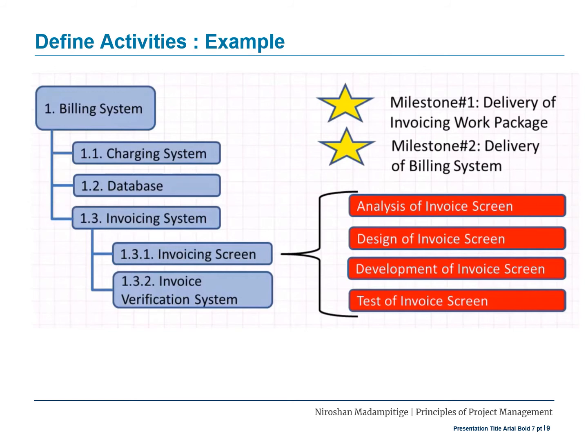Again, if you look at the same example, you can say milestone number one is the delivery of the invoicing work package. Milestone number two is the delivery of the billing system. So in scheduling, you need to understand your project milestones and your activities. Project milestones are a particular point in time that does not have any duration estimate, but activities are estimated in hours or any other method.